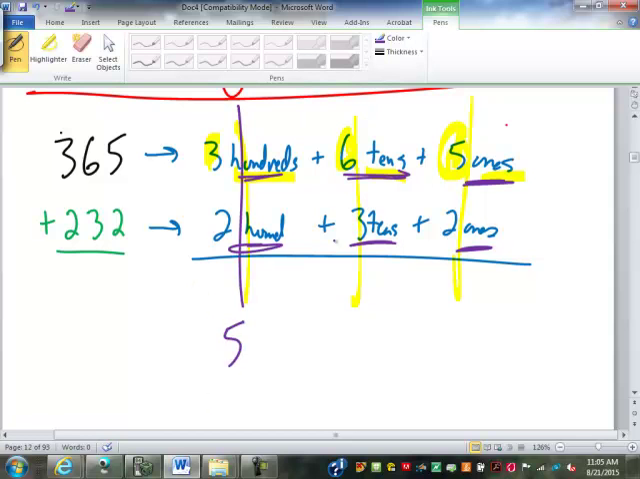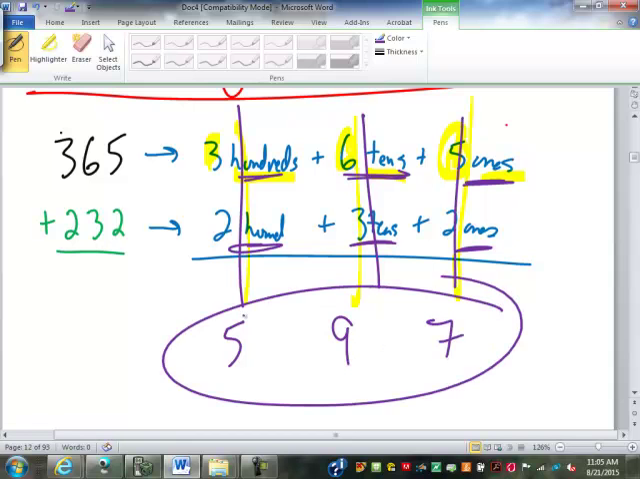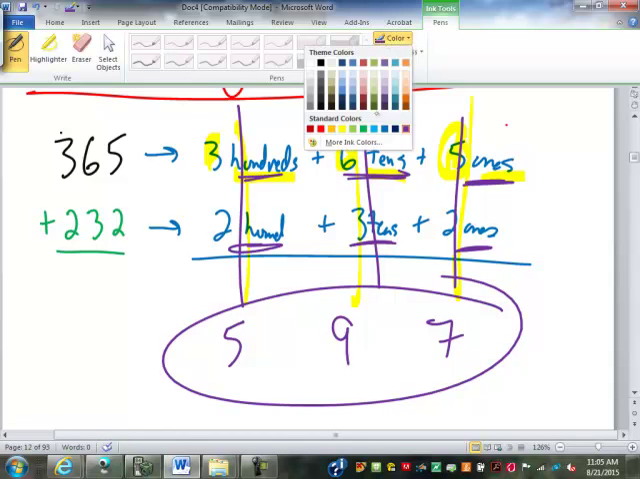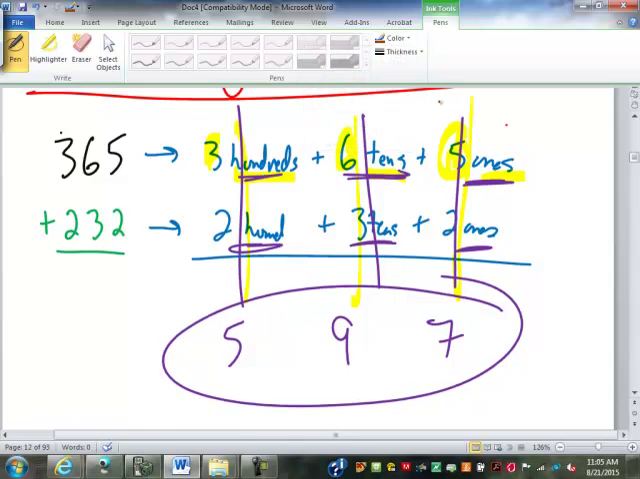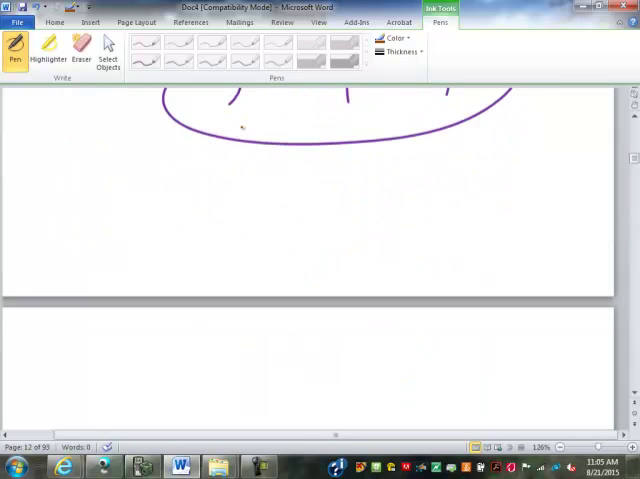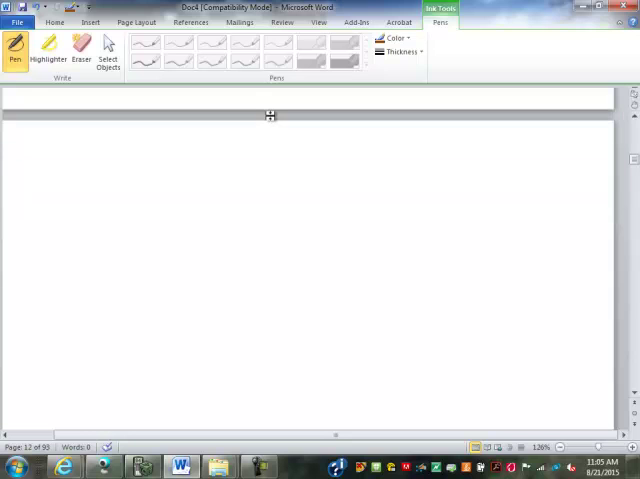3 and 2 make 5 hundreds. 6 and 3 make 9 tens. 5 and 2 make 7 ones. Some of you might be looking at that right about now thinking, he did something wrong. What did I do? Did I catch it? I went backwards. I started on the left and I worked my way to the right. How have we been taught? How do we normally do addition and subtraction? Right to left. Why do we start on the right and go to the left? Yeah, exactly, in case we have to carry.